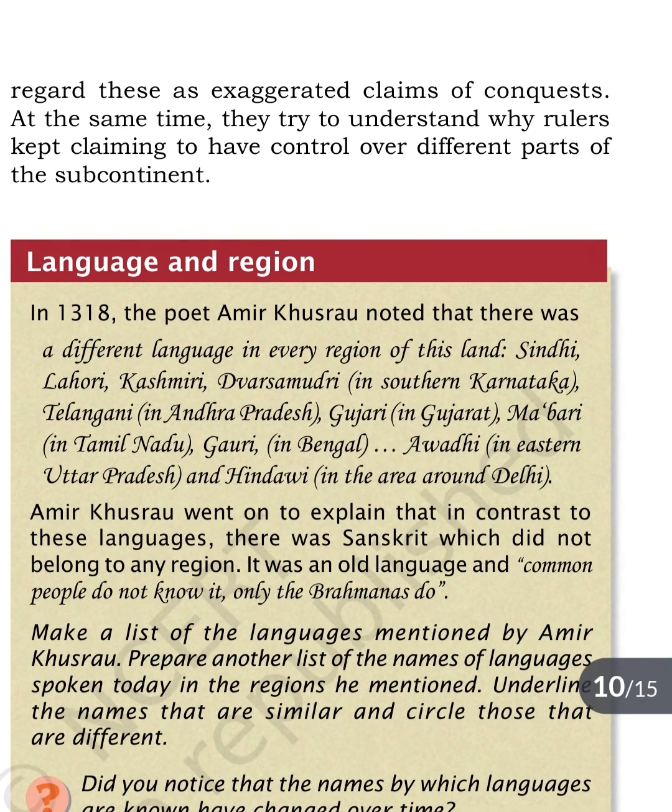Language and region. In 1318, the poet Amir Khusru noted that there was a different language in every region of this land: Sindhi, Lahori, Kashmiri, Dwarasamudri in southern Karnataka, Telangani in Andhra Pradesh, Gujari in Gujarat, Malabari in Tamil Nadu, Gauri in Bengal, Awadhi in eastern Uttar Pradesh, and Hindavi in the area around Delhi. Amir Khusru went on to explain that in contrast to these languages, there was Sanskrit, which did not belong to any region. It was an old language and common people do not know it, only the Brahmanas do.